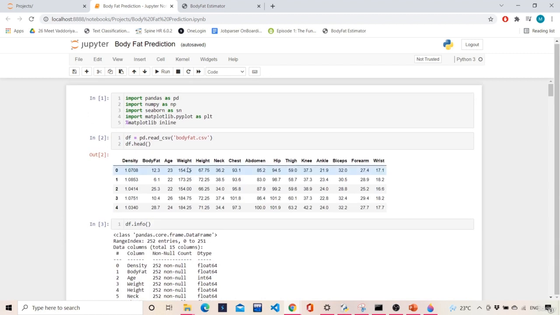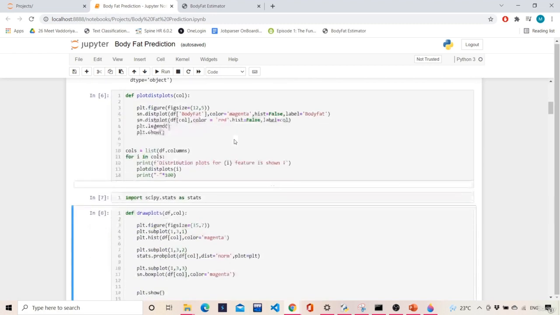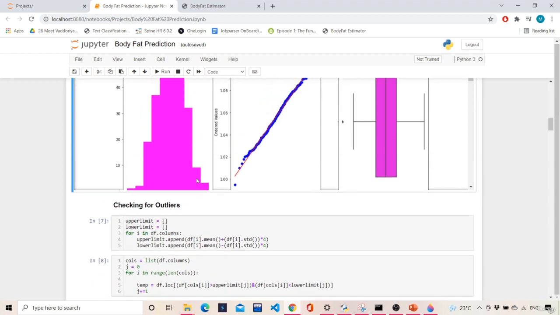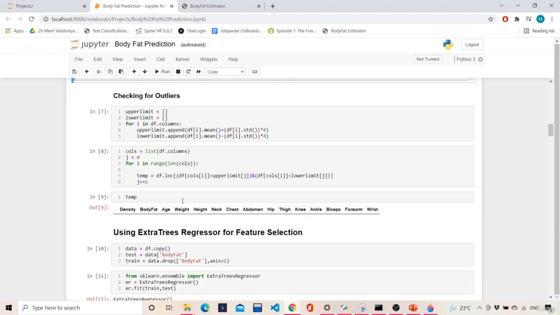But what we need to do is eliminate a few of the features. Eliminating a few of the features is a technique of feature selection. So we'll be looking at feature selection in the next video. Before that, we will also be looking at the outliers, if there are any outliers.